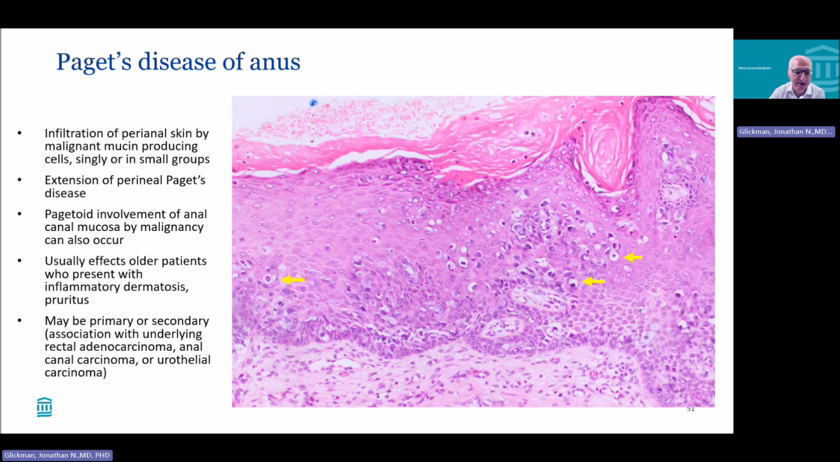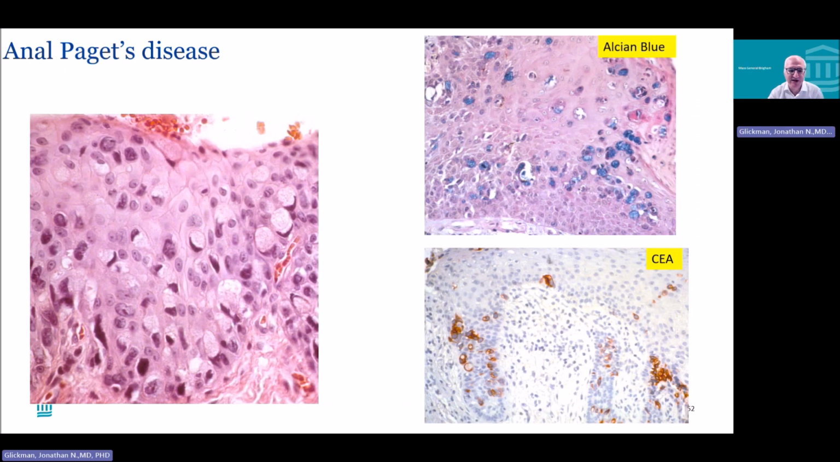This typically in the perianal region will affect older patients who present with an inflammatory dermatosis and pruritus. And it's important to remember that this can be primary or secondary. Again, we've seen an example of an anal gland carcinoma producing this. And here's an example of primary anal Paget's disease. Again, some of these cells look somewhat signet ring cell like in their morphology. We can highlight them with mucin stains such as Alcian blue or immunostains such as CEA, although they're obviously not specific for a particular origin, but just highlight their glandular nature.